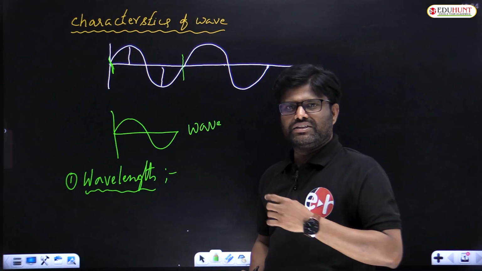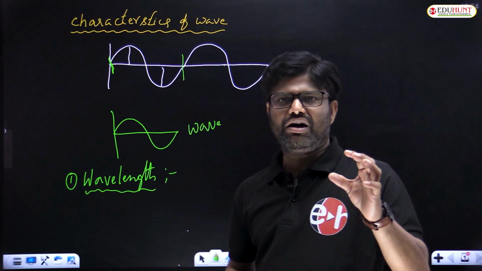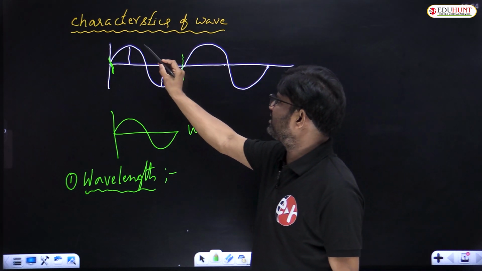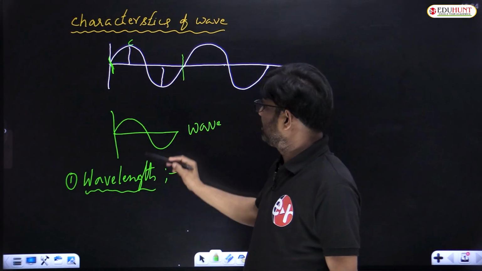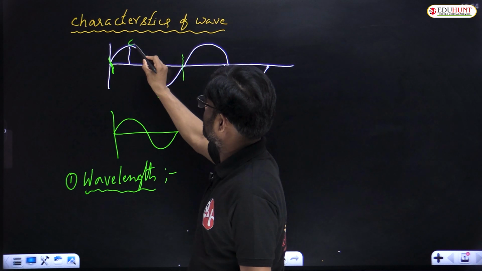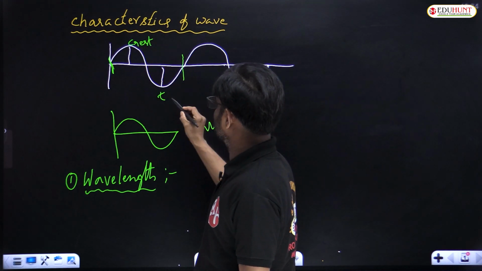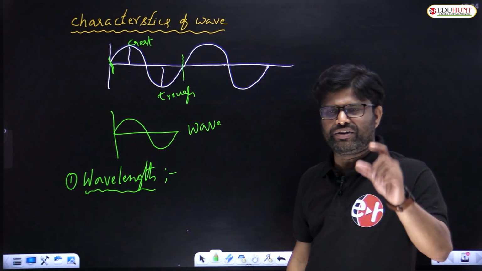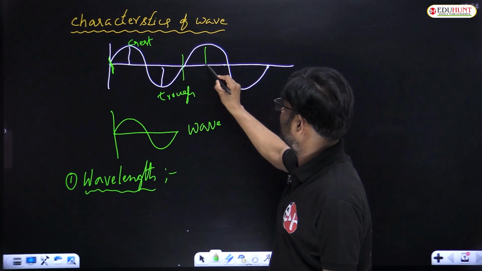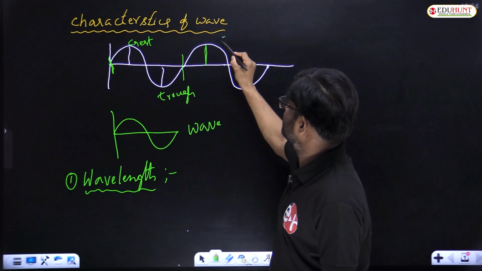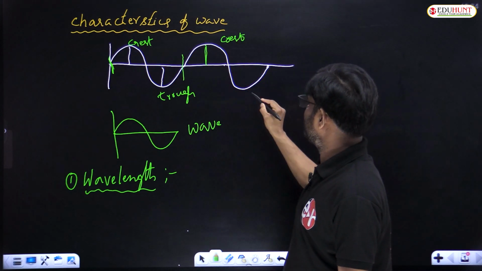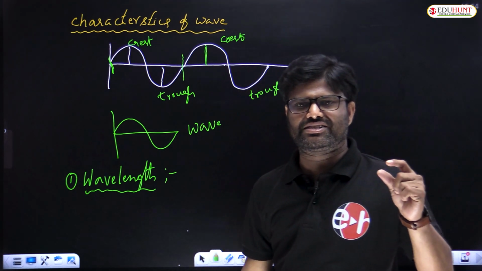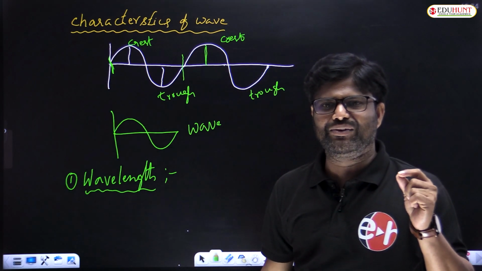In this, the distance between the two successive crests or troughs is called wavelength. Here this is the crest, this is crest and this is trough. One crest, one trough is present in the wave. In another wave also, this is the crest, this is crest, this is trough. The distance between the two successive crests or troughs is called wavelength.